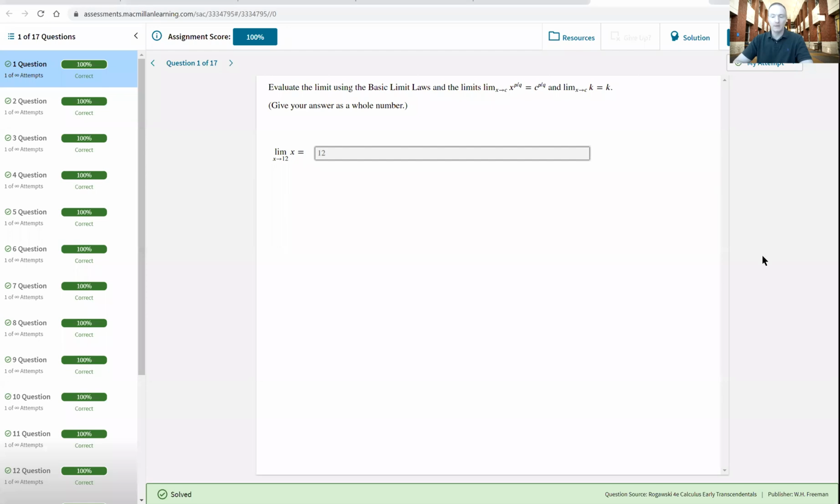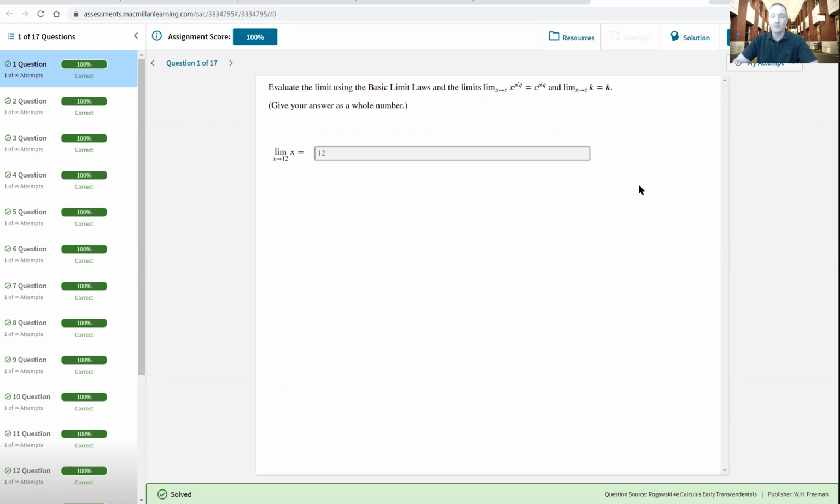Let me go ahead and share my screen with you. And this is my first problem on the Achieve system. Now, don't be confused by their very strange notation here, saying using the basic limit laws, as x approaches c of x to the p over q equals c to the p over q. All you got to understand there is that if x approaches c, then I can plug a c in for x. That's all you need to know.